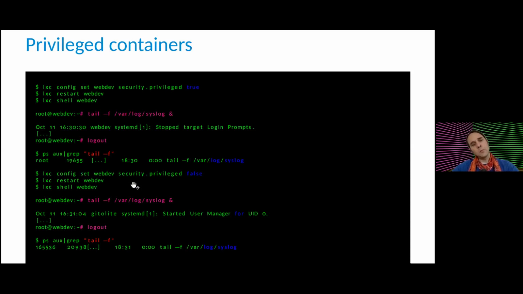Now I'm setting the container to unprivileged, set security privileged to false. I'm starting the same tail process again as root in the container. And in the last line, you see that the user is not root on the outside now, but rather has the user ID 165,536, which is a totally unprivileged user, not able to do any harm on the host system.